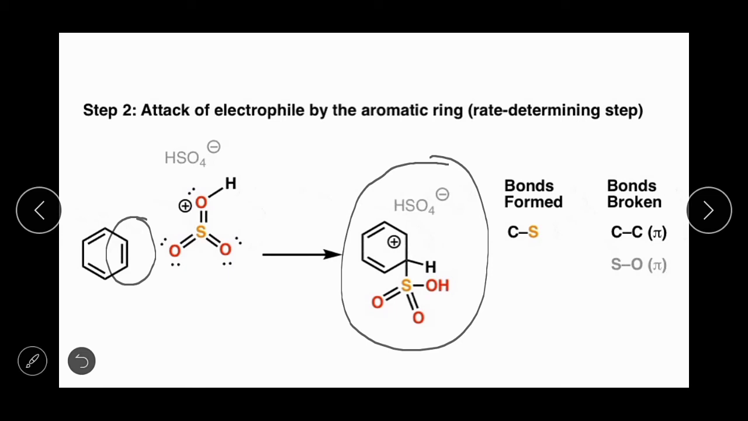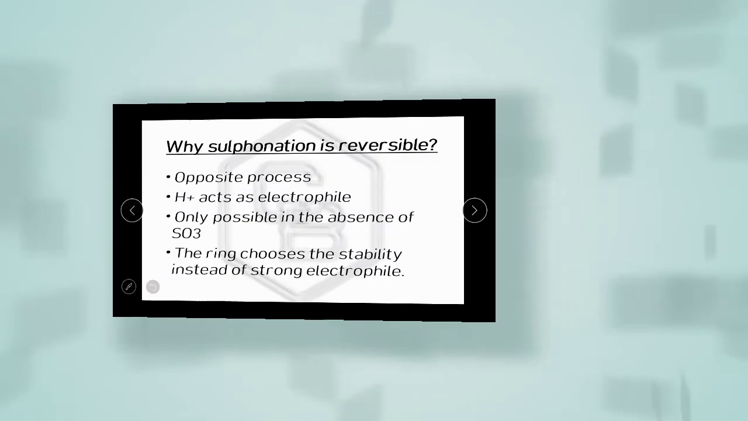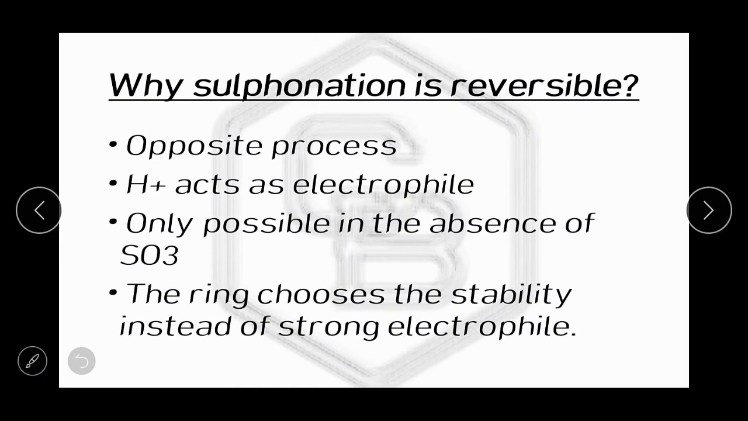And now, as we have all known about its electrophile generation, let's see why sulphonation is reversible out of all EAS mechanisms. Yes guys, finally we are going to see the reversibility of sulphonation. So let's find out its mystery. So guys, let's look into the reversibility of sulphonation.